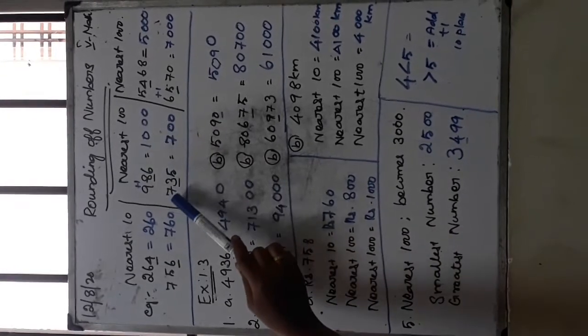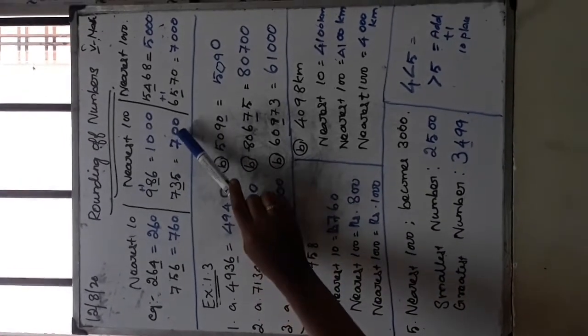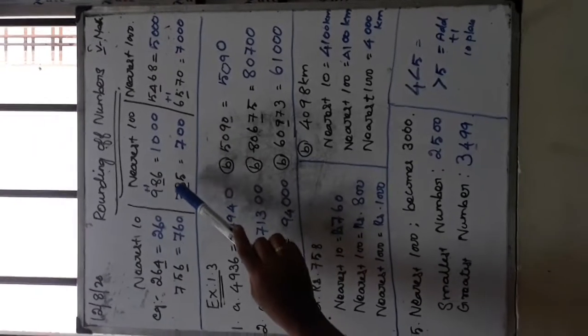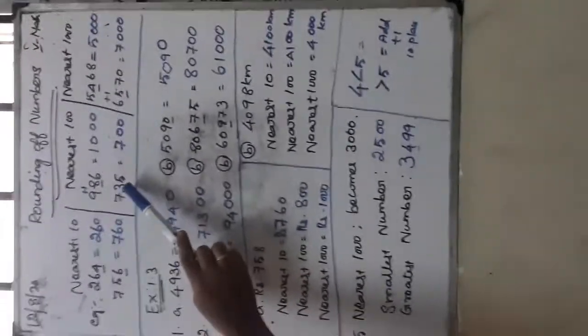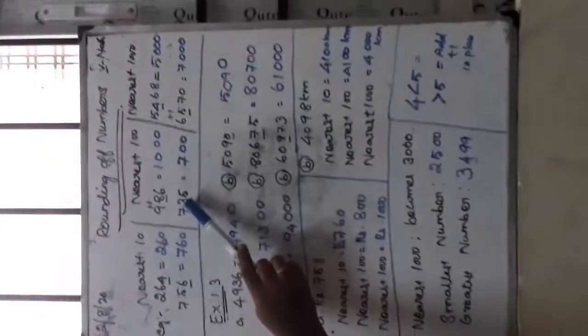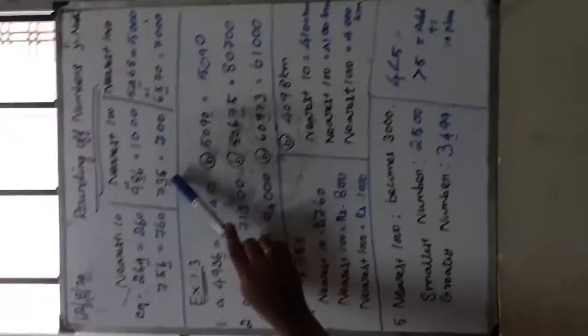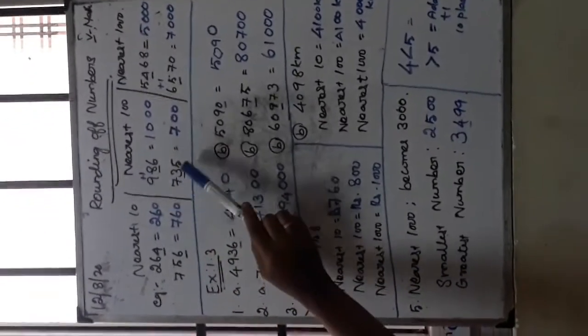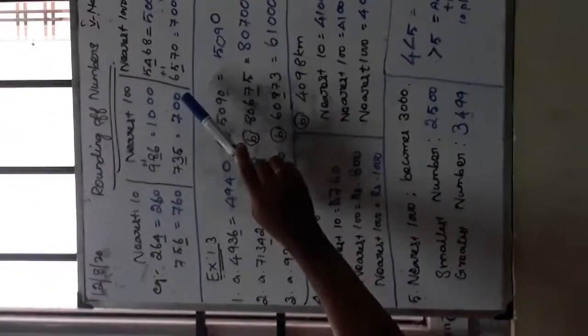Next example is 735. You put 00. Then you look at the tens place, which is 3. Is it greater than or less than 5? It is less than 5, so you write the same number. So 700.